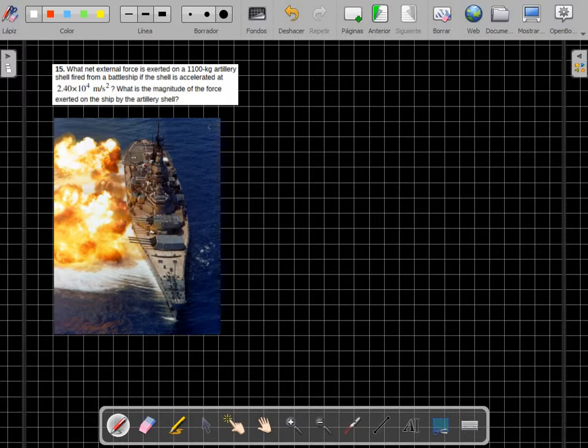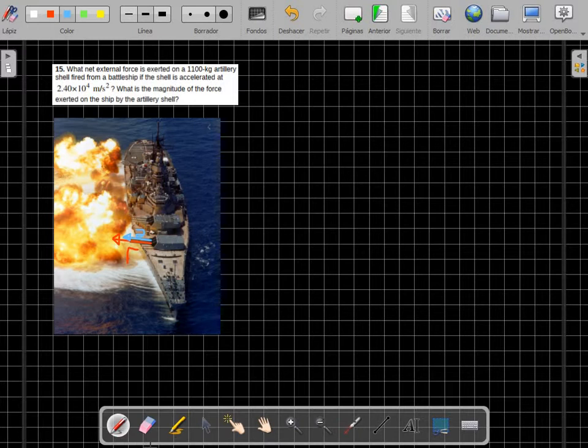And here they're asking us about the force that the battleship exerts on the artillery shell. So for that I'm going to draw the forces involved here, and the force that the battleship exerts on the artillery shell is in that direction, and the acceleration is in the same direction. There is only one force involved in this exercise, or at least they're asking us about one force at the beginning. Don't forget that there are two questions here.